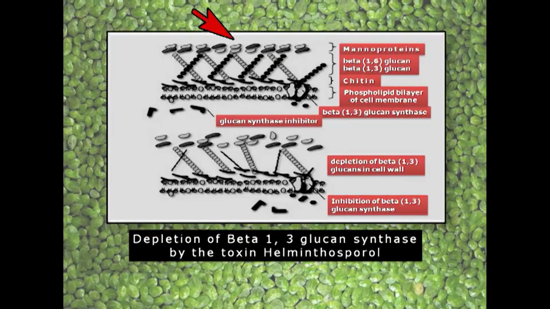You can see here, this is the normal cell wall and this is the toxin treated cell wall where the formation of this 1,3 glycoside linkage is not there. So thereby the strength of the cell wall is reduced, as a result of which this particular cell is showing immense effect of toxicity.